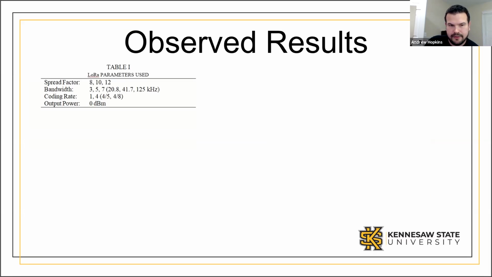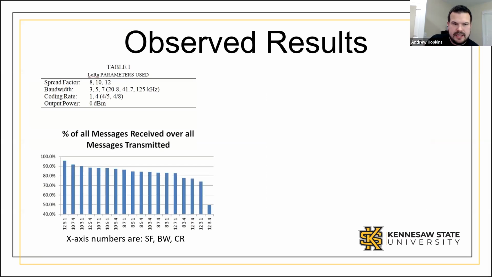I just want to bring that there for your reference. The 3 spread factors, the 3 bandwidths, and the 2 coding rates. Here's the percentage of messages received over all messages transmitted for each parameter. Now, on your x-axis, if you cock your head to the left a little bit, your numbers there are spread factor, bandwidth, and coding rate. So on the bar on the far left, we got 12.5.1. That means a spread factor of 12, a bandwidth of 5, and a coding rate of 1. And that performed the best right there, with about 95% of messages received from messages transmitted. So about 5% of messages were being lost, either through some sort of interference or just having the incorrect number of bits on the receiving end.